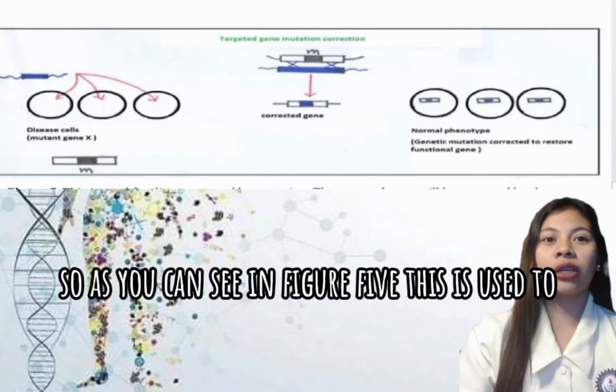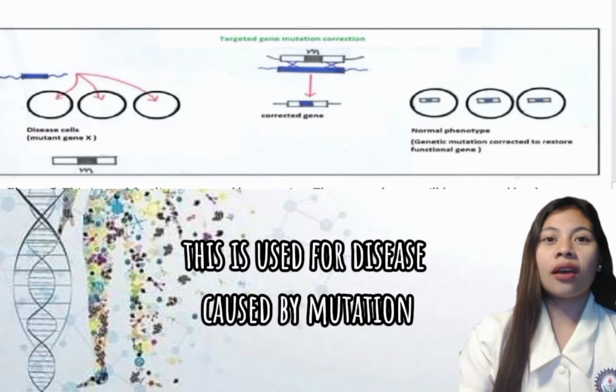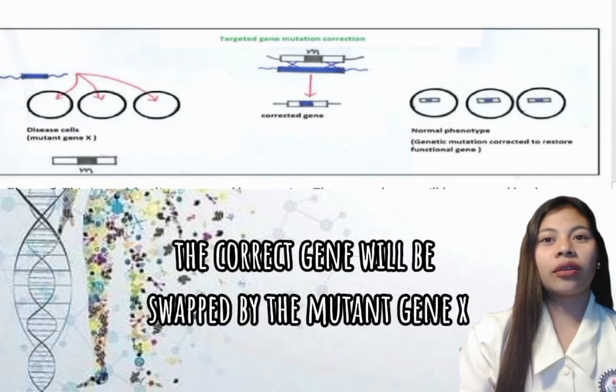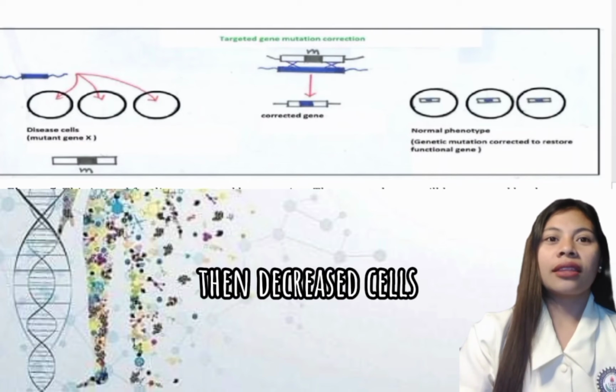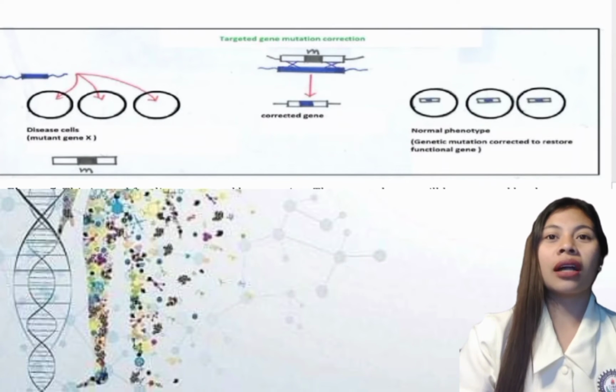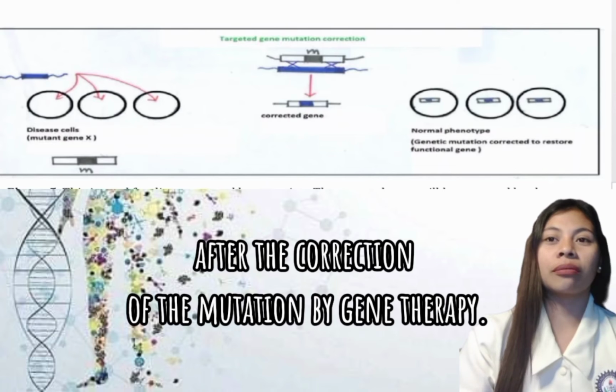So as you can see in figure 5, this is used for disease caused by mutation. The mutant gene X will be swapped by the correct gene, then the diseased cell becomes normal after the correction of the mutation by gene therapy.